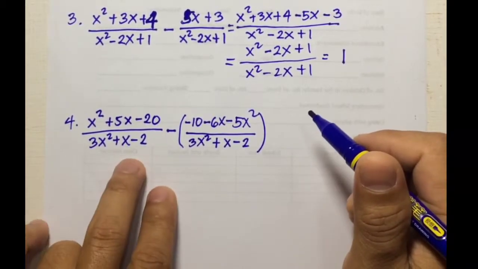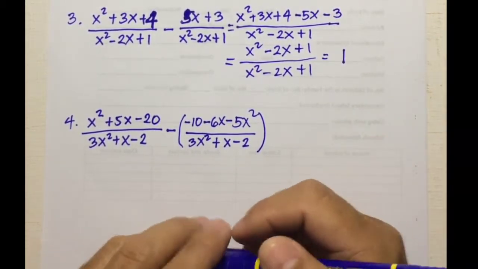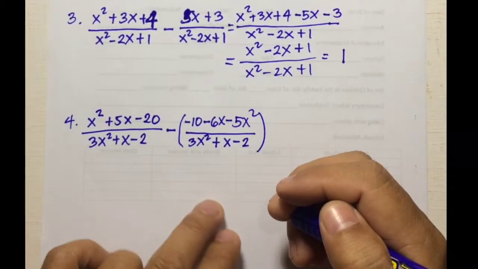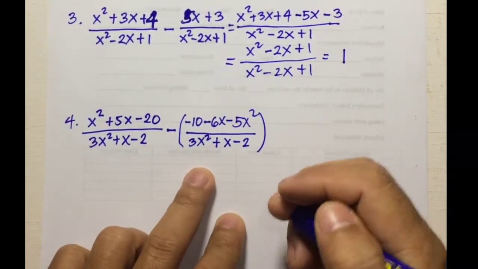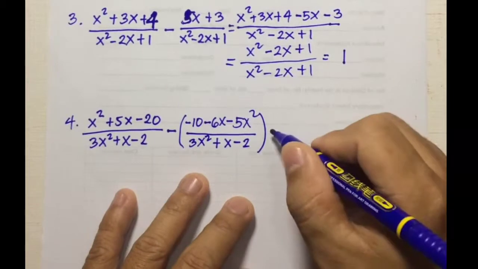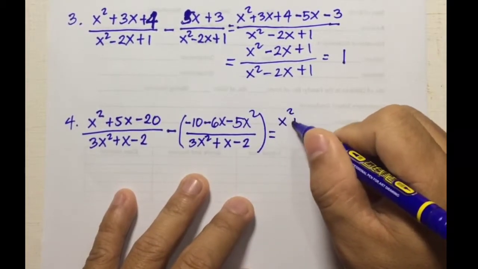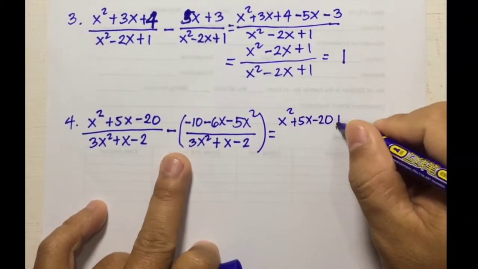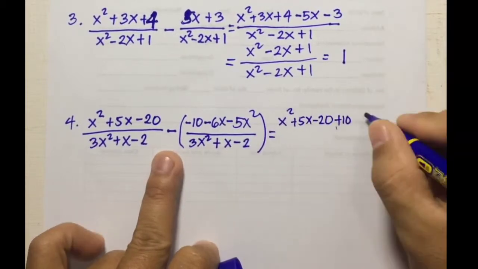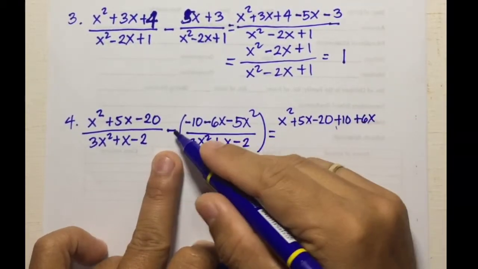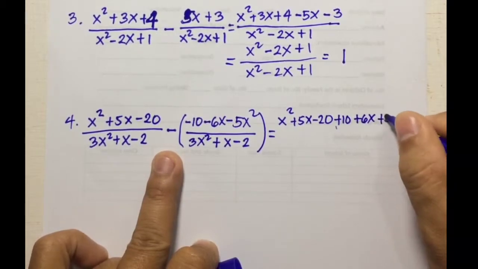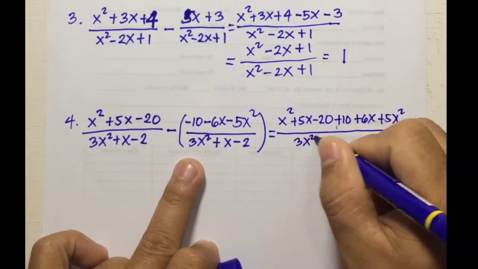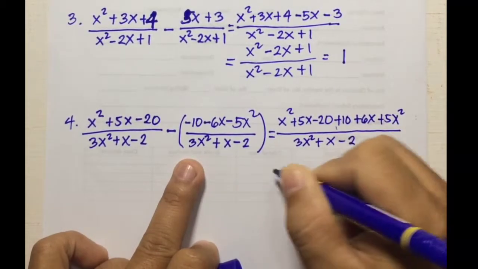Then number 4, (x squared plus 5x minus 20) over (3x squared plus x minus 2) minus (negative 10 minus 6x minus 5x squared) over (3x squared plus x minus 2). So the same process, we're going to have x squared plus 5x minus 20. Then negative of negative 10 is plus 10. Negative of negative 6x is plus 6x. The negative of negative 5x squared is positive 5x squared, over 3x squared plus x minus 2.